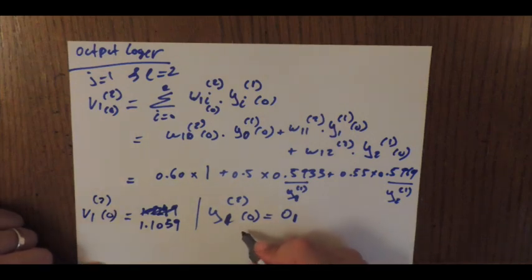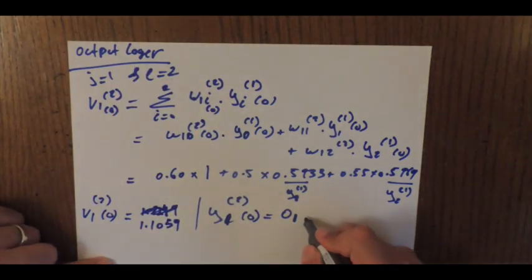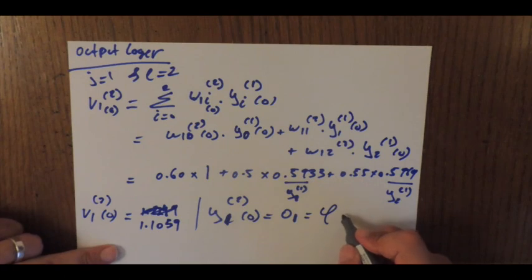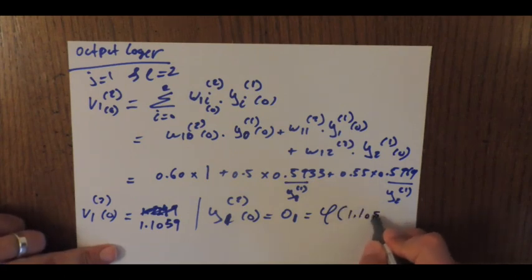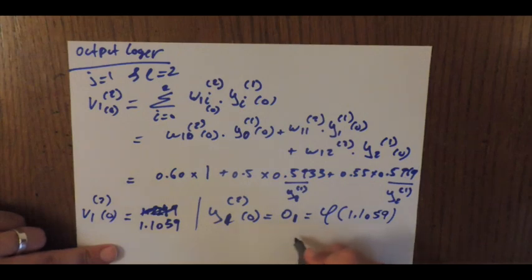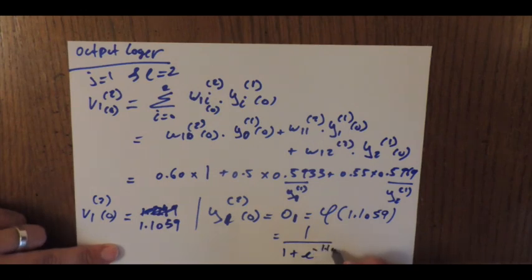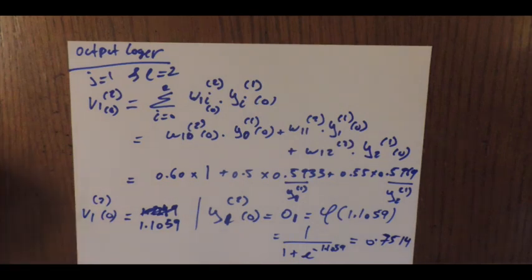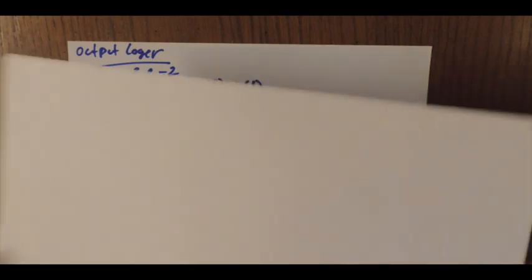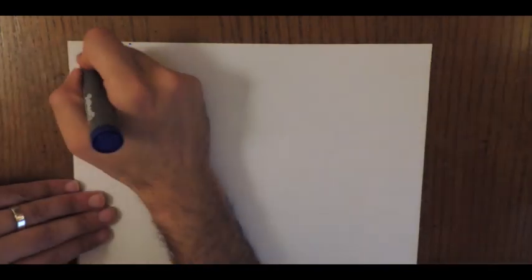Now, of course, to calculate the output, since we are at the output layer, as you can see here, we apply the activation function to 1.1059, which will be equal to 1 over 1 plus e to the minus 1.1059, which will be equal to 0.7514. So this is the first output. Now if I want to calculate the second output, this means we're still at the output layer.